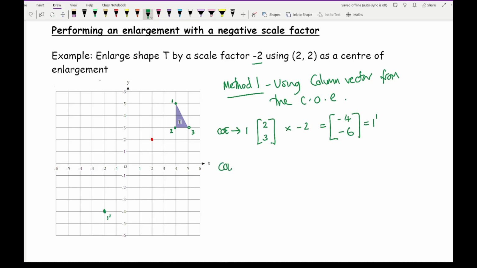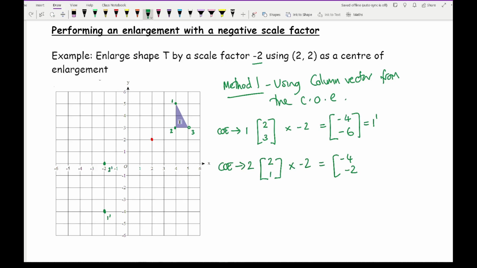Now if I then do the same to point 2, so to get from the centre of enlargement to 2, I need to go 2 to the right and 1 up. So if I then multiply that by -2, then I'm going to get -4, -2. So again, going 4 to the left and then 2 down, this then becomes my new 2 dash.